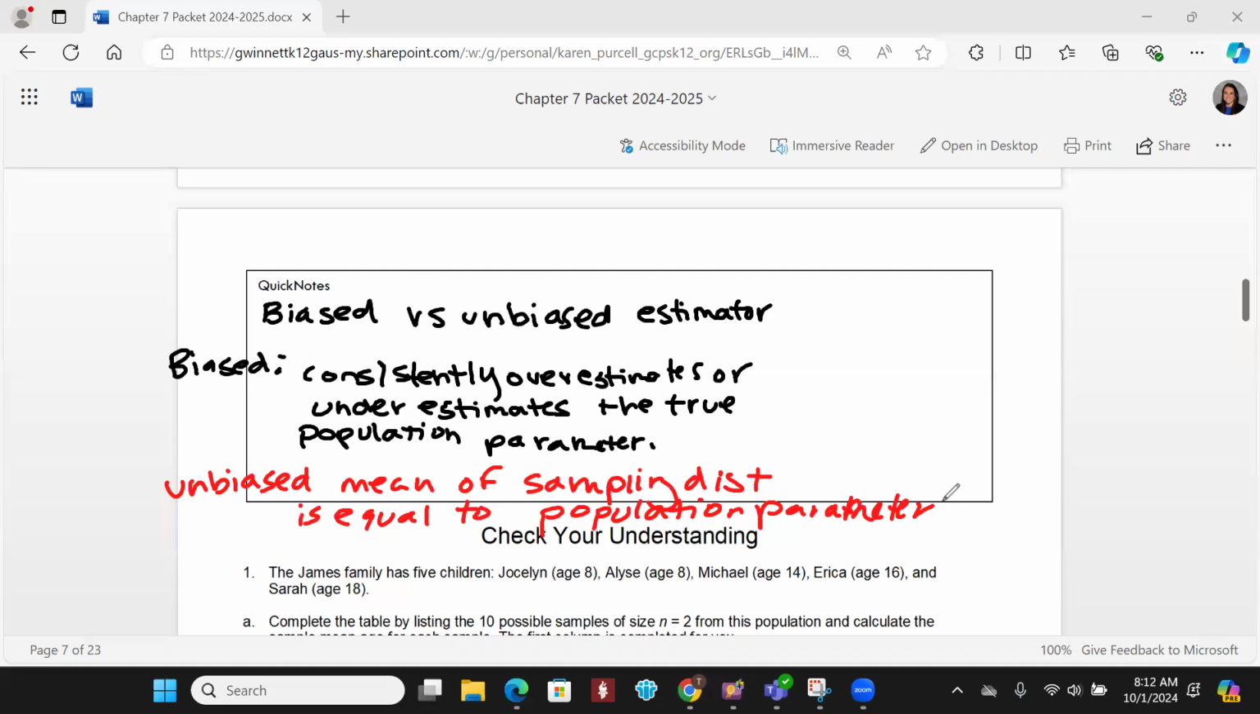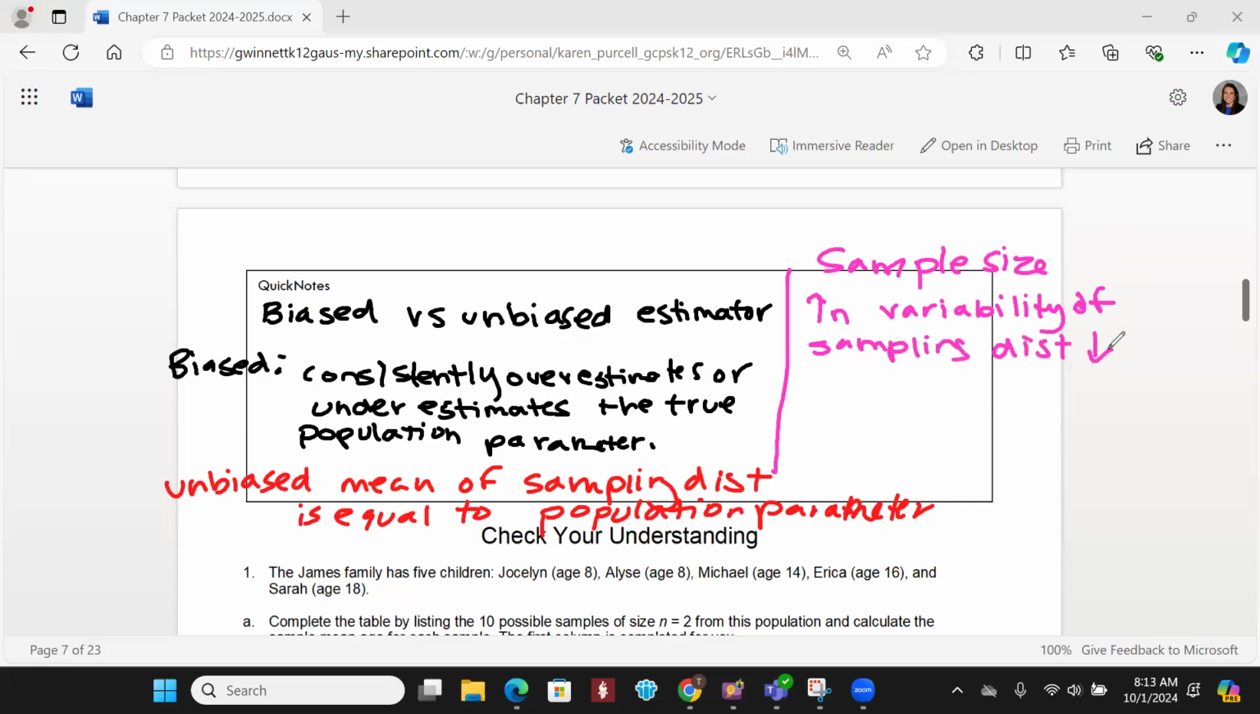So, looking back on question number three, did the class mostly overestimate or underestimate? What did we say? We said neither, right? So are we a biased or unbiased estimator? Unbiased. All right, another thing that we talked about is the sample size. As we increase the sample size, the variability of the sampling distribution decreases. As we increase our n, the variability is decreasing.